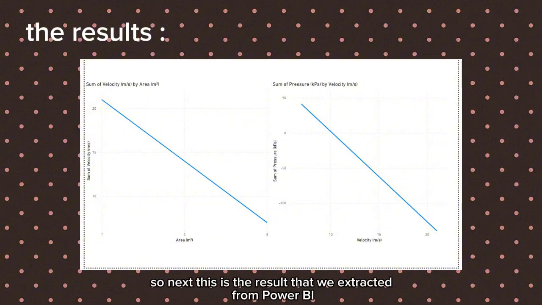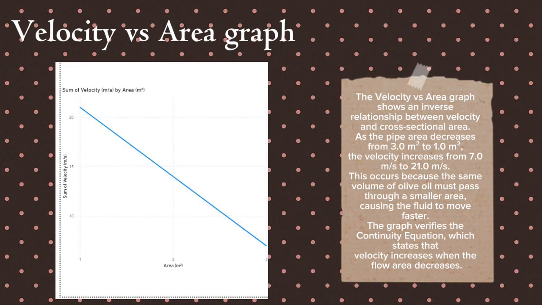Next, this is the result that we extract from Power BI. We have two graphs. For the conclusion for graph 1, the velocity versus area graph shows an inverse relationship between velocity and cross-sectional area. As the pipe area decreases from 3 to 1, the velocity increases from 7 to 21. This occurs because the same volume of olive oil must pass through a smaller area, causing the fluid to move faster. The graph verifies the continuity equation, which states the velocity increases when the flow area decreases.